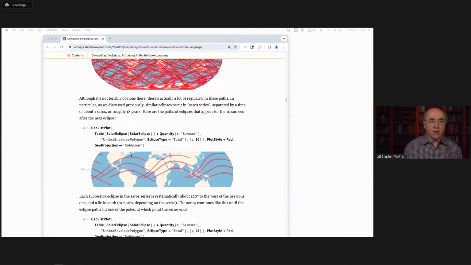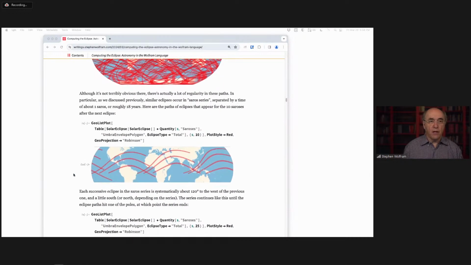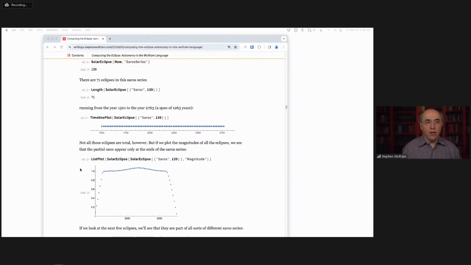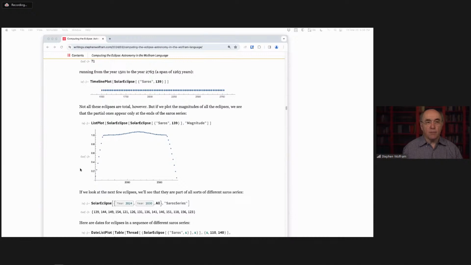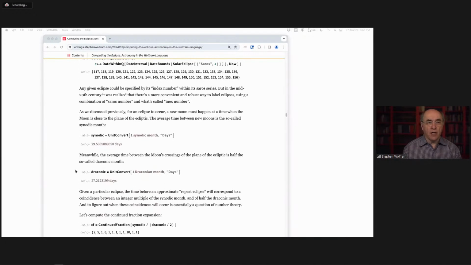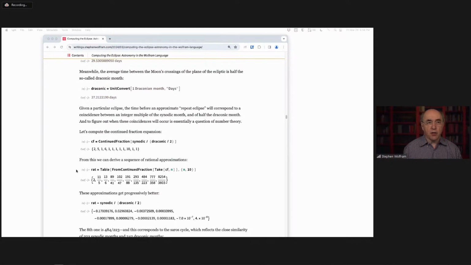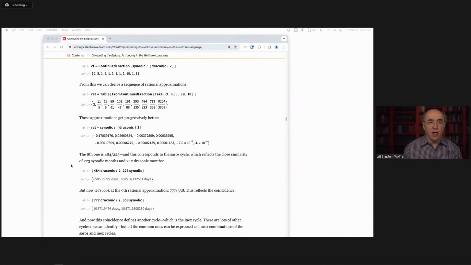And this is sequences of eclipses in a single Saros cycle. We can see what happens as we go through these Saros cycles, what fraction of the sun is covered at the moment of eclipse in each Saros cycle. Then it talks about how one derives the Saros cycle, and it's a little piece of number theory, a little piece of rational approximations to ratios of the synodic month, the time between new moons, and the draconic month, the time between the moon going through the plane of the ecliptic. Kind of a nice piece of number theory. We can derive the Saros cycle.